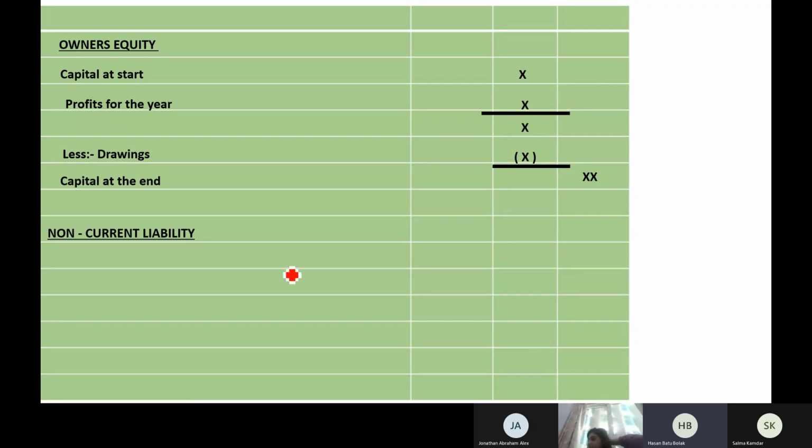What is the meaning of non-current liability? Means the liabilities that we will hold more than 1 year. So it would be bank and other loans. I'm just writing one non-current liability. If there is only one item, the amount directly comes in the outer column. Okay. After that, what do we have?